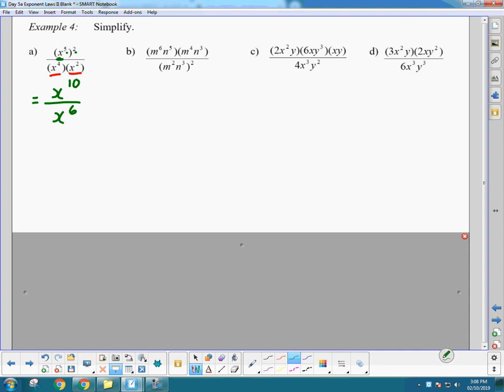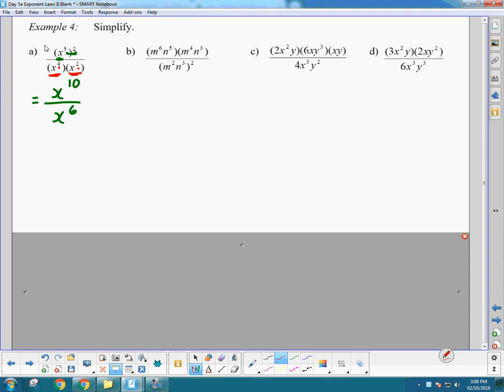Here, we have one base being raised to two exponents. So one base, two exponents, you multiply the exponents. Here we have two powers, two bases that are the same. So we keep that base and add these exponents.